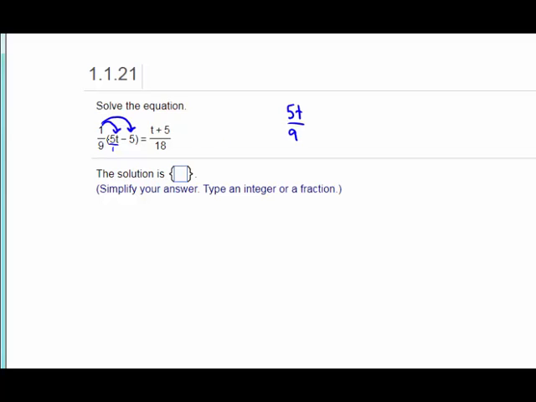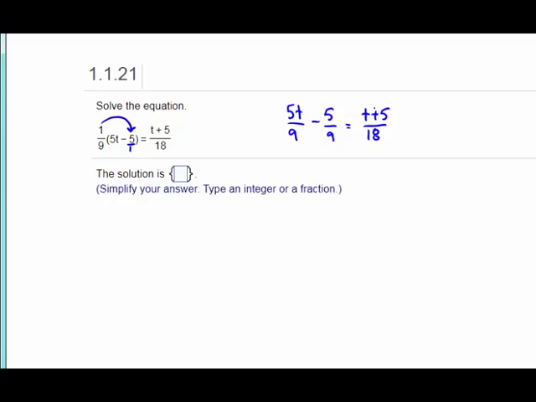And then we're going to do the same thing for the second part. So we're going to have this 5 over 1. So 1 times 5 is 5. And 9 times 1 is 9. And then I'm going to leave the second part alone.